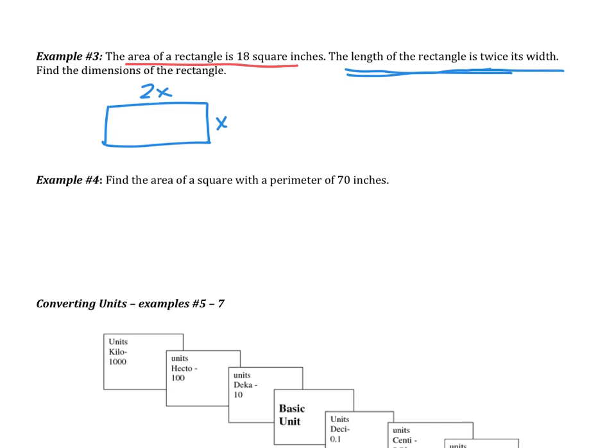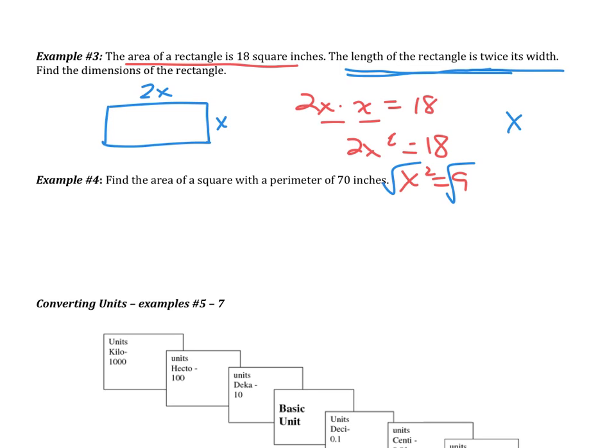So, the area of the rectangle formula we said was length times width, right? So 2x times x equals 18. What's x times x? Now it's x squared. So now it's 2x squared equal to 18. How do we get the x by itself? Divided by 2. x squared equals 9. How do we get plain old x? Square root. Okay? x is equal to 3, so our width is equal to 3.